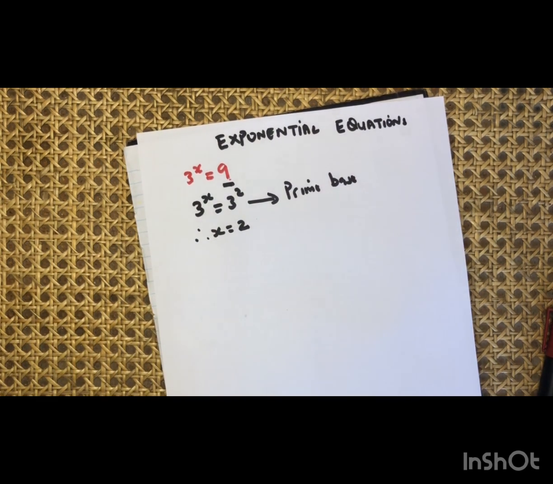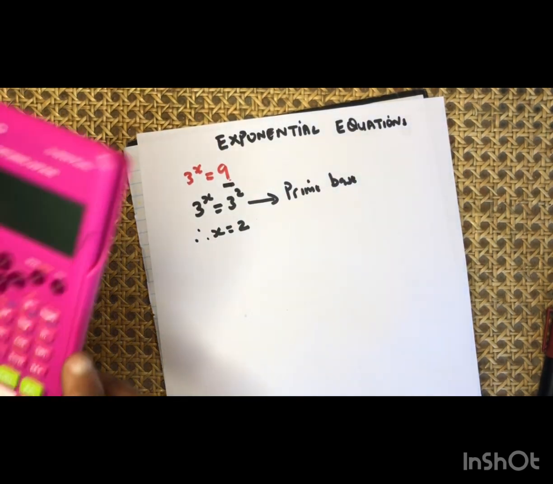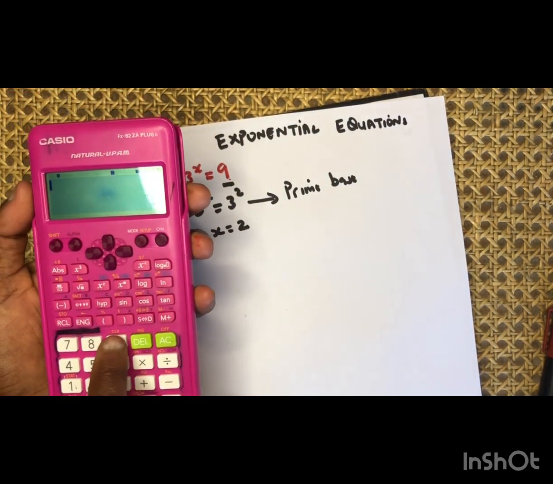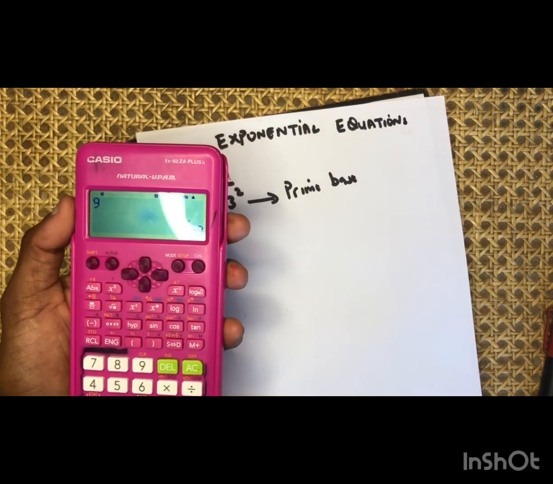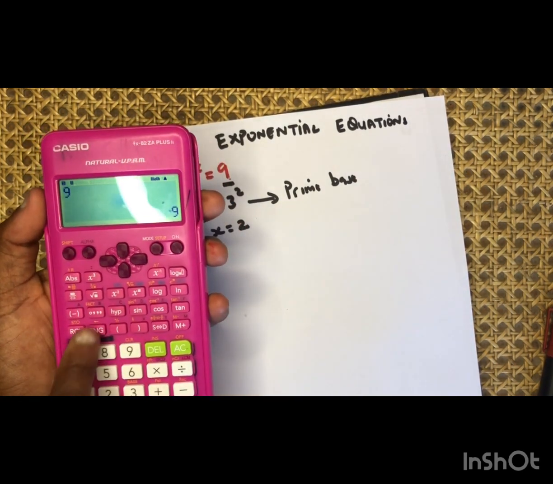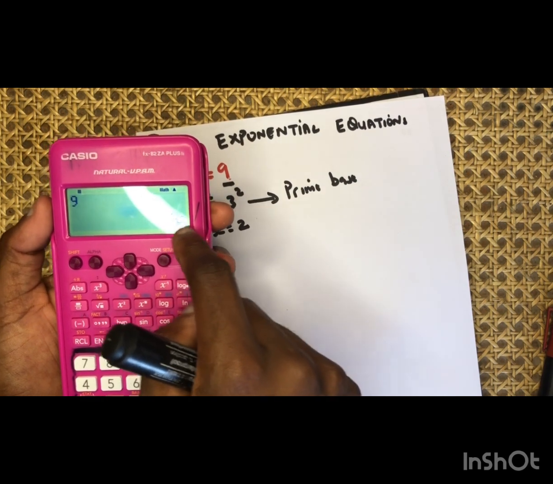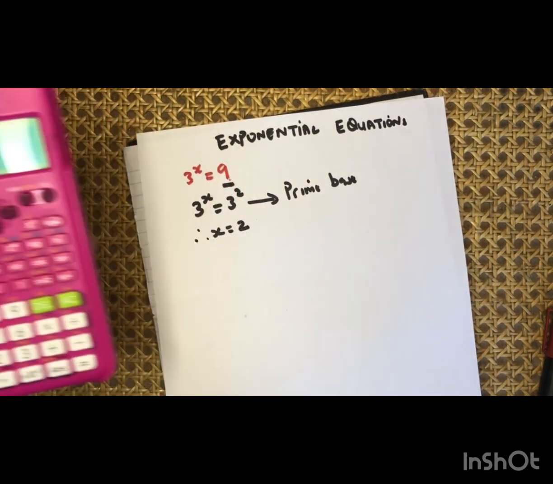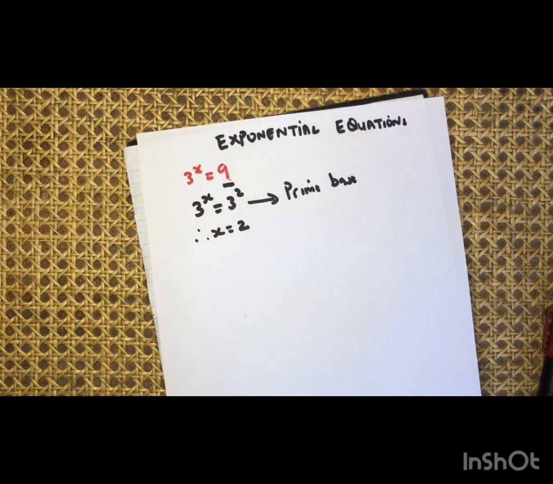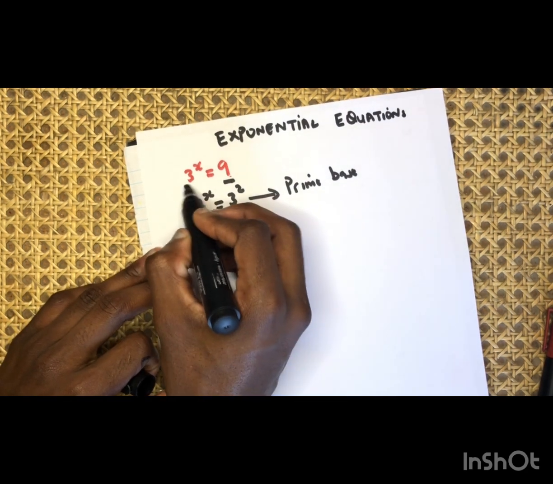How do you find your prime base? Guys, I already showed you how to find the prime base. You have 9, then you press the equal sign, then you press shift, then you press fact. Can you see that it's 3 to the power 2? So also take a note that, guys, we said this is your base.